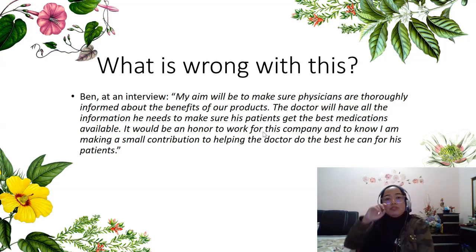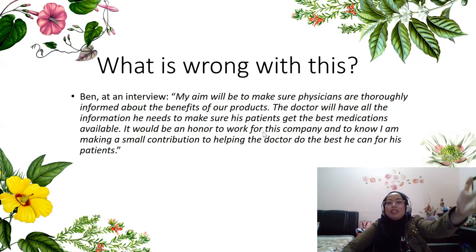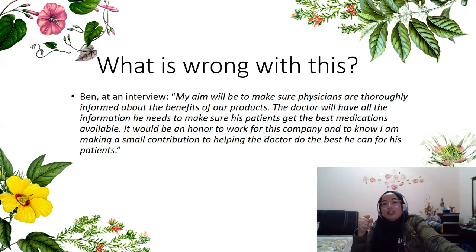So, here in an interview, Ben said that my aim would be making sure that physicians are thoroughly informed about the benefits of our product. Doctors will have the information he needs to make sure that his patient get the best medications available. This will be an honor to work with this company, to know that I am making a small contribution to helping doctors to do the best that he can for his patient. So I think that Ben did an incredible job trying to convince that he should get this job.